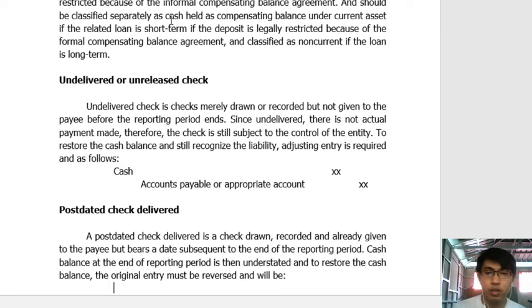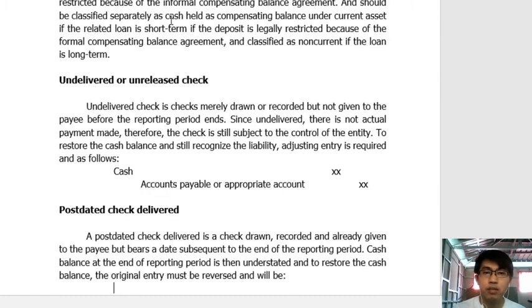Paano i-measure ito? Since this is undelivered, there is no actual payment made. So, dahil nasa custody mo pa, yung control doon sa cash ay nasa sayo pa rin dahil hindi mo yan na-deliver. So, paano ang gagawin mo? Kailangan mo lang i-restore yung iyong cash balance. So, originally, nung ni-record mo yung check, you debit, for example, ang expense account ay office supplies expense. When you draw a check para doon pambayad sa office supplies na binili mo, you debit the office supplies expense and then you credit cash.